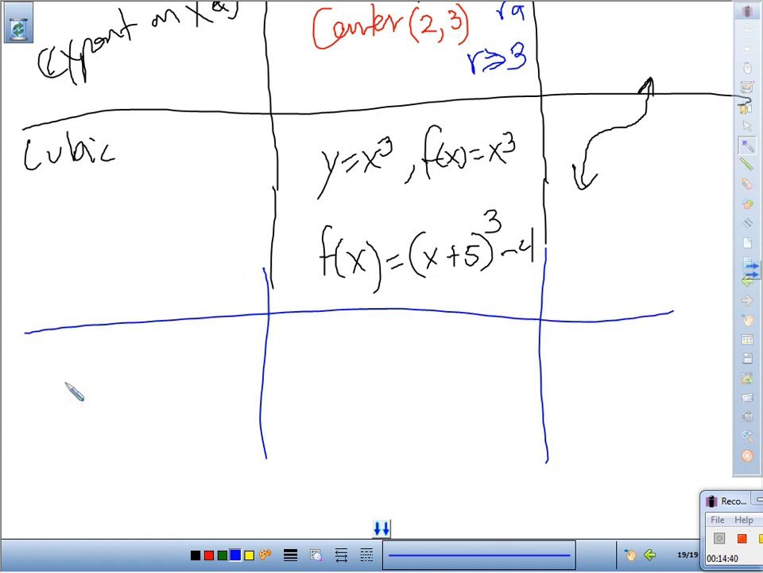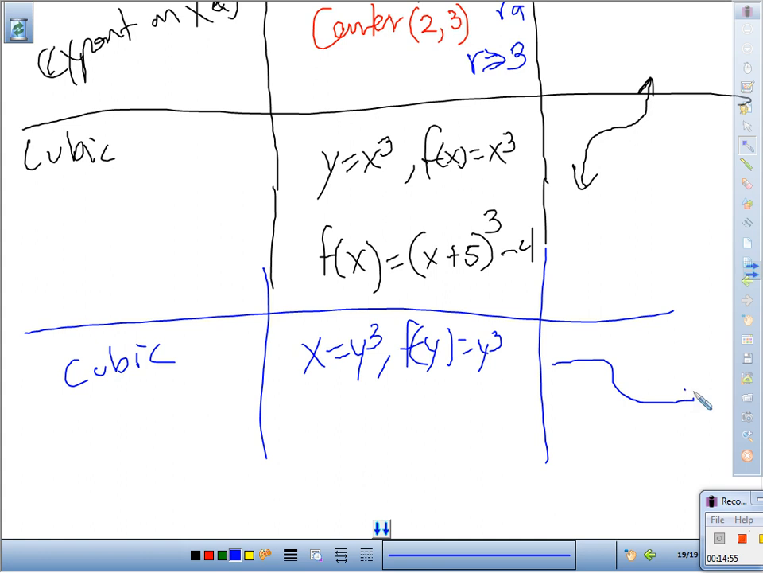And last but not least, same thing, cubic. X equals y cubed, or f of y equals y cubed. If x cubed goes up and down, guess which way y cubed is going to go? Side to side. And with transformations and all that.